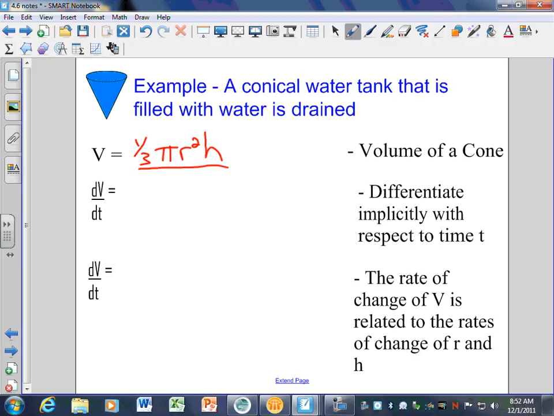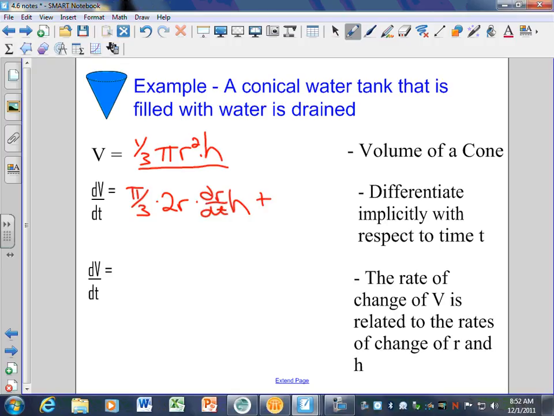So humor me for a minute. Do you agree I'm going to need to do the product rule to take the derivative of this? Because I have r squared times h, both of those are variables. This is just a constant, so I'm going to write that as pi thirds. The derivative of r squared, do you agree that that's 2r? But because we're doing this with respect to time, I'm going to multiply that by dr over dt, because it's the radius with respect to time. And then the product rule says I'm just going to multiply that by h. Do you agree with me?